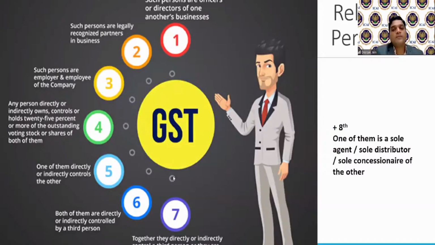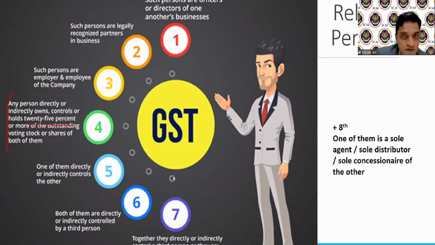Okay. Also, the relevant part is related persons. We have studied this, but we will read this again, because if you make any transaction with a related person, then your normal valuations will not apply. That's why the definition of related persons is important. Related persons are such persons who are officers or directors of one another's business, such persons who are legally recognized partners in a business, or such persons who are employer and employee of a company, or any person who directly or indirectly owns, controls, or holds 25% or more of the outstanding voting stock.